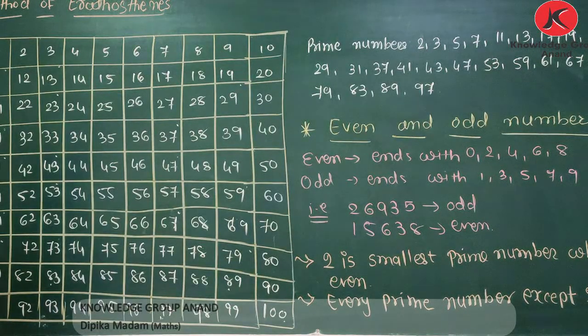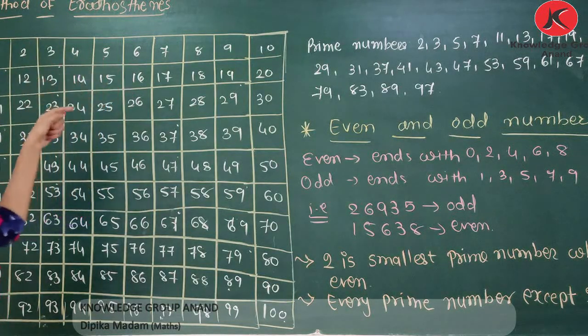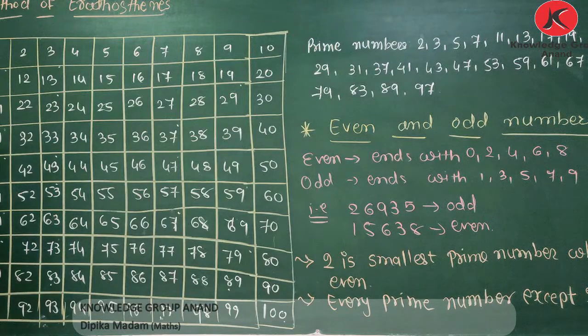Now to find the prime numbers from 1 to 100, we will use the method of Eratosthenes. He was a famous mathematician, and he found the method to find the prime numbers from 1 to 100. For that we need to write the numbers 1 to 100 in a box like this. So 1 is not prime, not composite, so first of all we will cancel that.